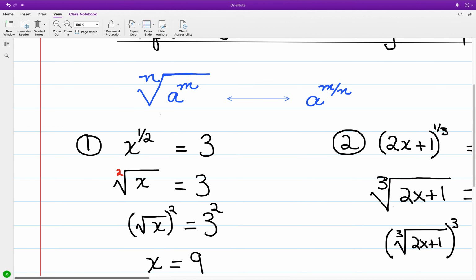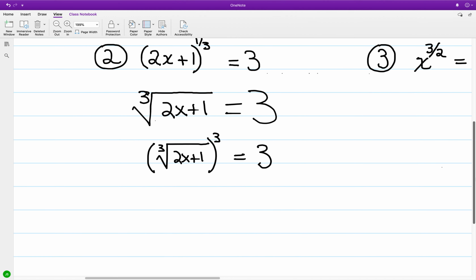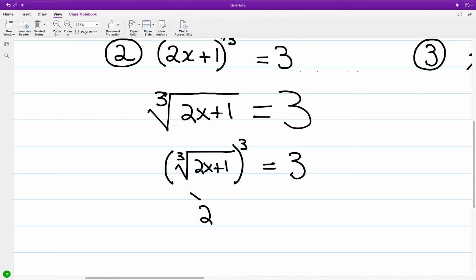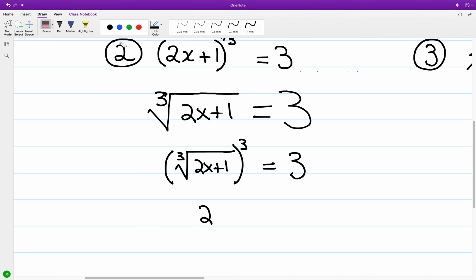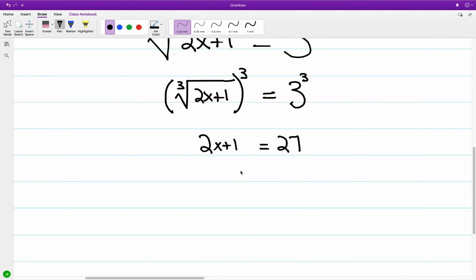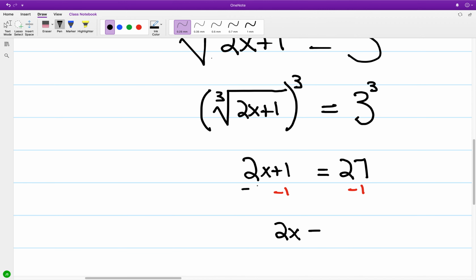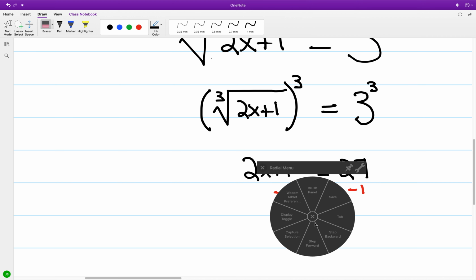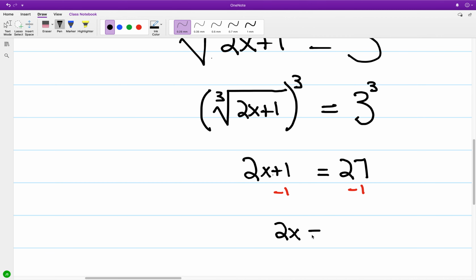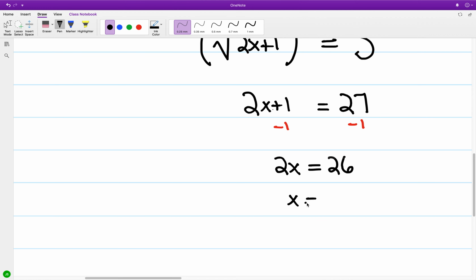So we have, in this particular case, the cubic root of 2x plus 1 raised to the 3rd. So this is going to go to 2x plus 1, and for 3, I'm going to take that to the 3rd power. 3 cubed is 27. And we have 2x plus 1 equal to 27. So I'm going to take away 1. And I have 2x is equal to 26. And with division by 2, 2 will go into 26 13 times.